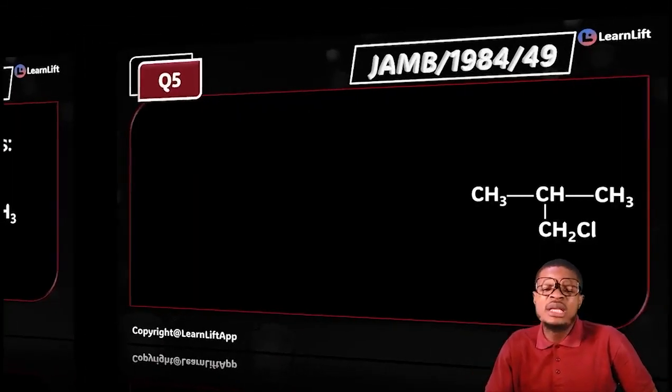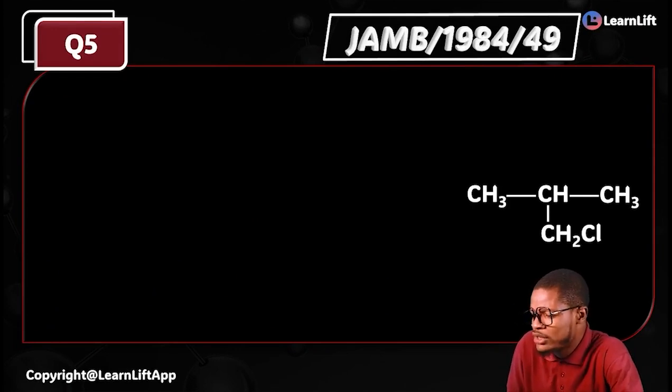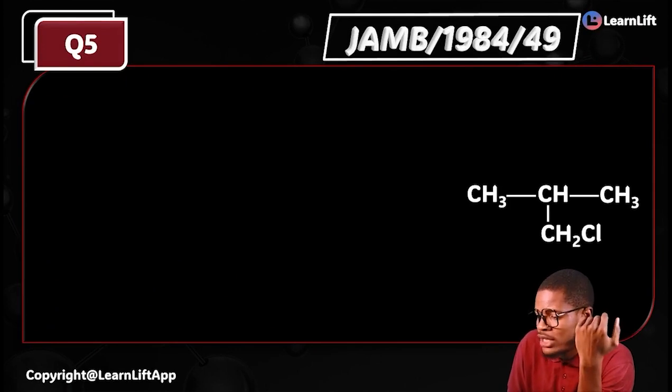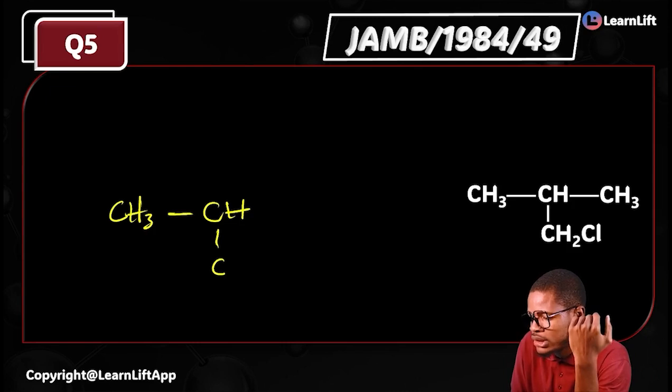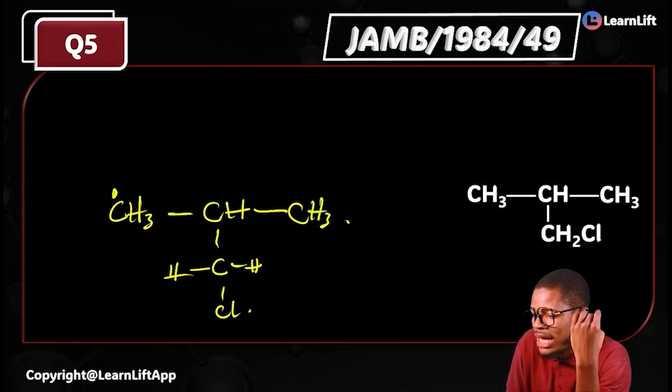Now the next, very quickly, is question 5. How do we name this compound here very quickly? In naming this compound, see that it's very simple. Flow with me. Let me draw the structure so that you see it. Here is CH3, right, to CH. Here is CH2. Here is your Cl. Here is your CH3. Now let's count. Here is your 1, right? Here is your 2.